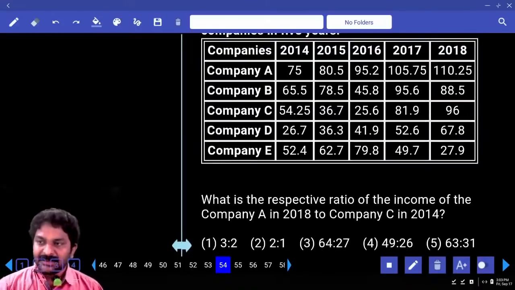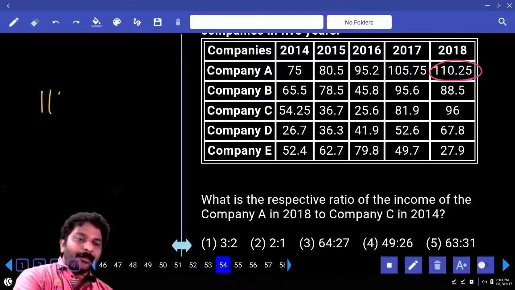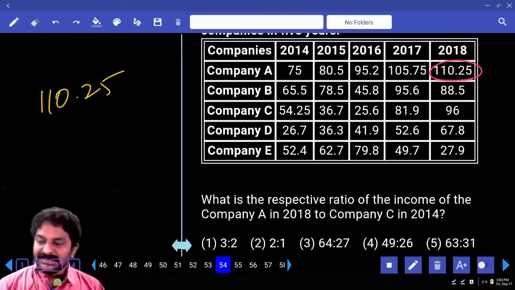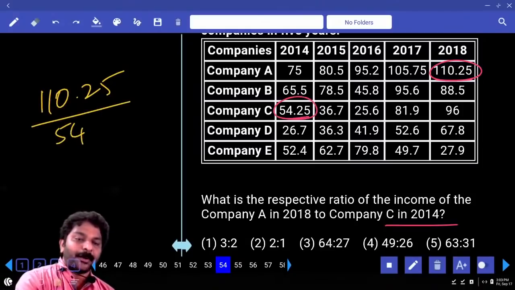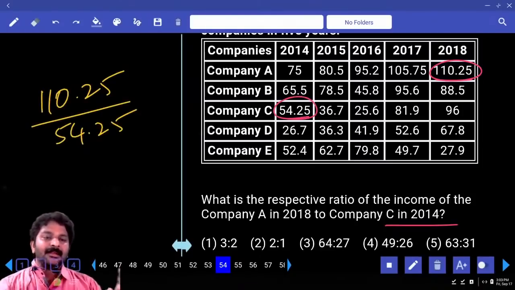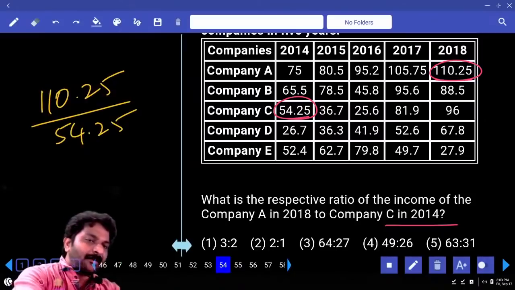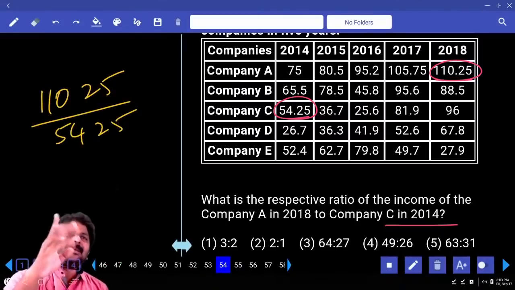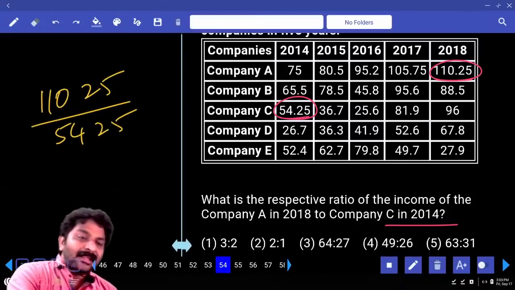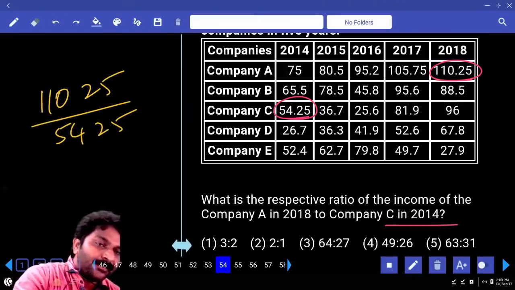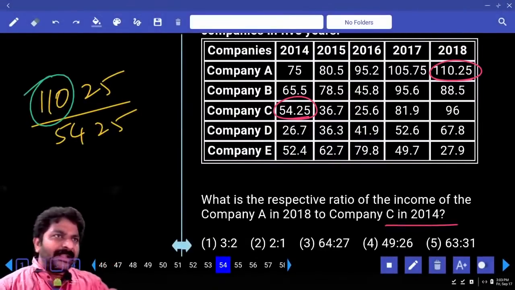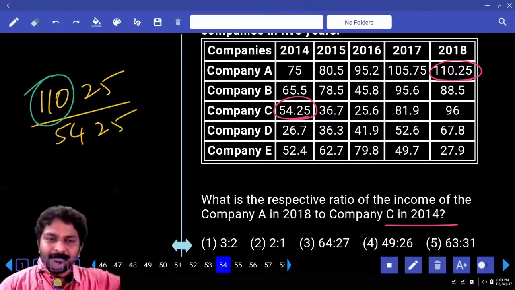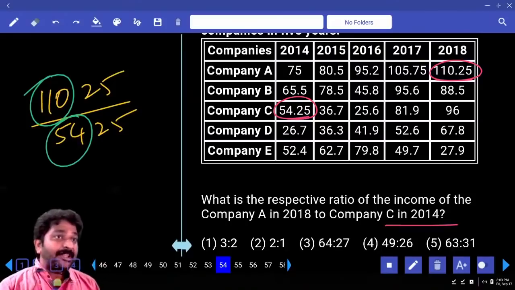What is the respective ratio of the income of company A in 2018 to company C in 2014? A 2018, 110.25. C in 2014, 54.25. So after decimal, both in numerator and denominator, as there is only in 100, how many 25s will be there? So here we have 110 hundreds. Am I right? 110 hundreds and 25 more. In the denominator, 54 hundreds and 25 more.